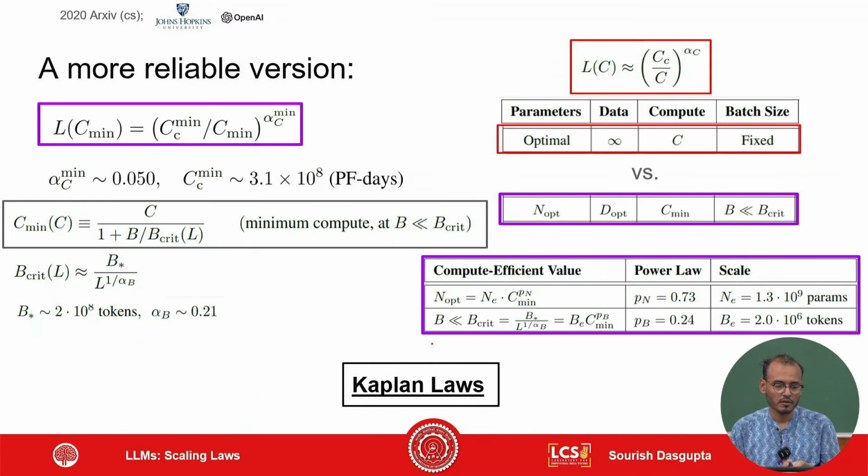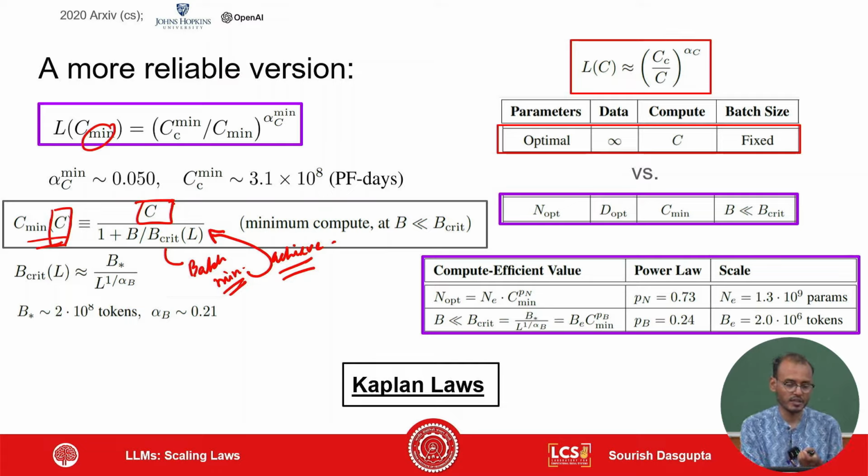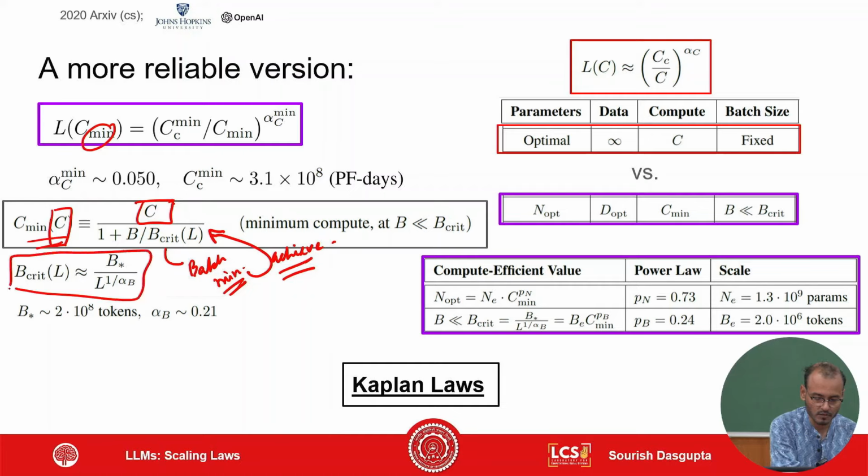For the compute, a more reliable version, and this is just a nitty-gritty, is the C minimum version. What C minimum is: you take the compute, and then you take the minimum or most critical batch to achieve this loss. This is the formula for B critical. By batch I mean the training batch, how many records you're packing into one pass. It has this constant of 2 times 10 to the 8 tokens with this alpha B.